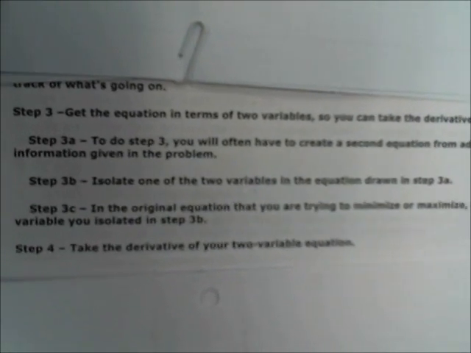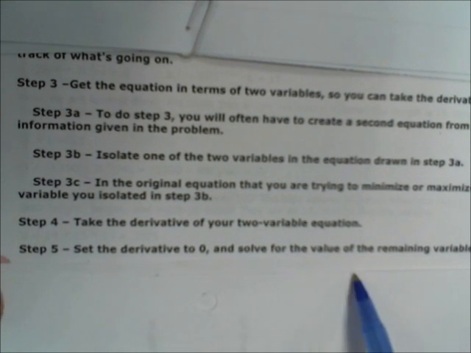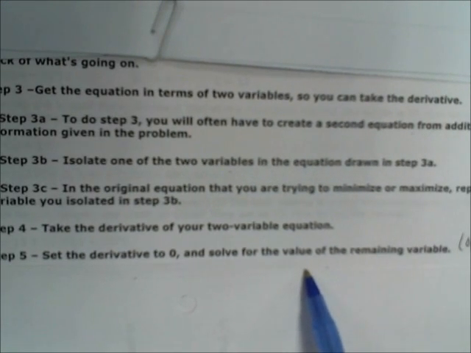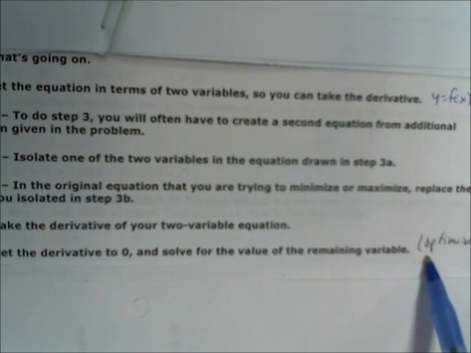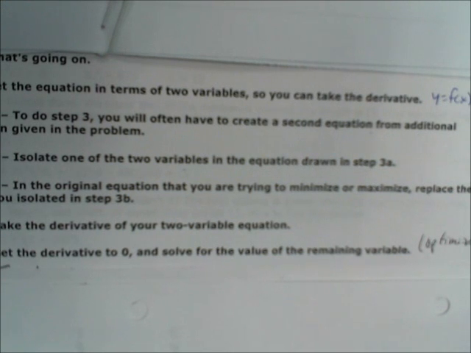All right, then once we get everything written in terms of y equals f of x, you have to take the derivative, set the derivative equal to 0, and solve for the value of, usually, x. And that's what it means to optimize something: setting the derivative equal to 0, because you're either maximizing or minimizing something at this point.